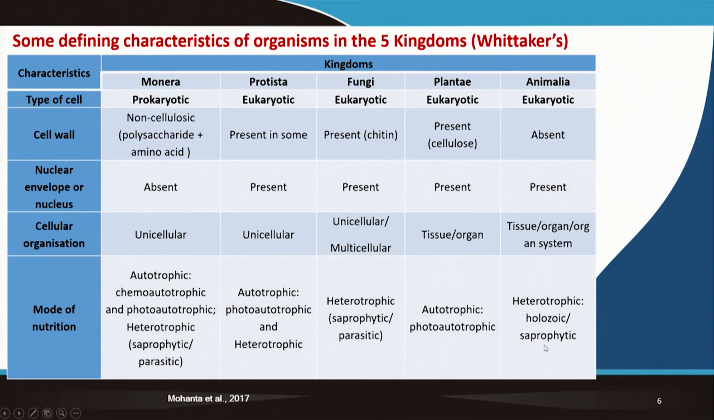And then you can also have saprophytic animals, scavengers. You can call them scavengers, you can call them decomposers, but these are the organisms that are converting dead biomass and recycling the nutrients back into the nutrient pool. So the biogeochemical cycles depend on many of these organisms.